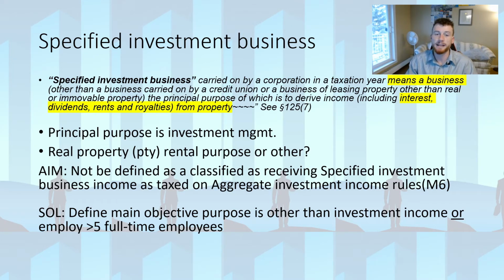That may be enough to avoid the definition of a specified investment business income. And that's what the aim is right here. We're going to get more into aggregate investment income in the future, module 6. Because if it is defined as specified investment income, it will be taxed under aggregate investment income rules, which is a little bit different. In order to avoid this, the main objective is to make sure it's not investment income or employ more than 5 employees.